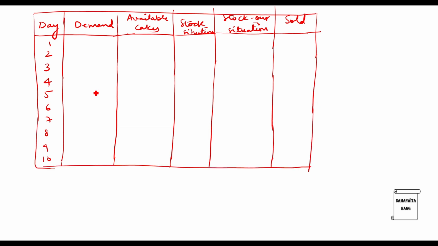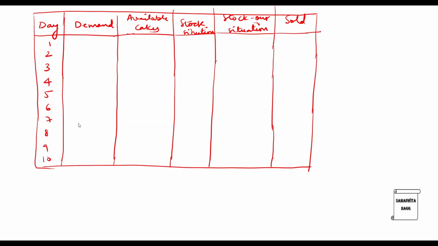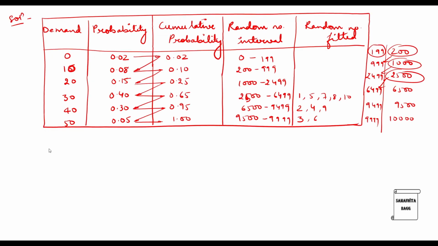So first we will talk about the demand. Now demand is based on these random numbers. So 1 means 30, 2 means 40, 3 means 50, and accordingly you can write for all of them. So I'm writing here, this is 30, 40, 50, 40, 30, 50, 30, 30, 40 and 30. This is based on these numbers that we have allocated.